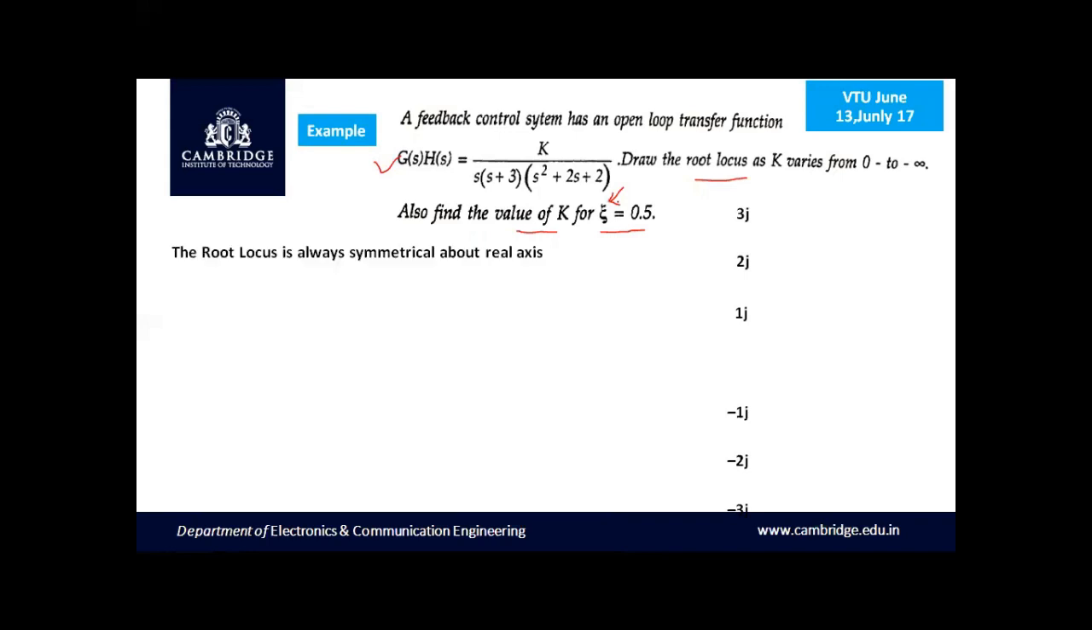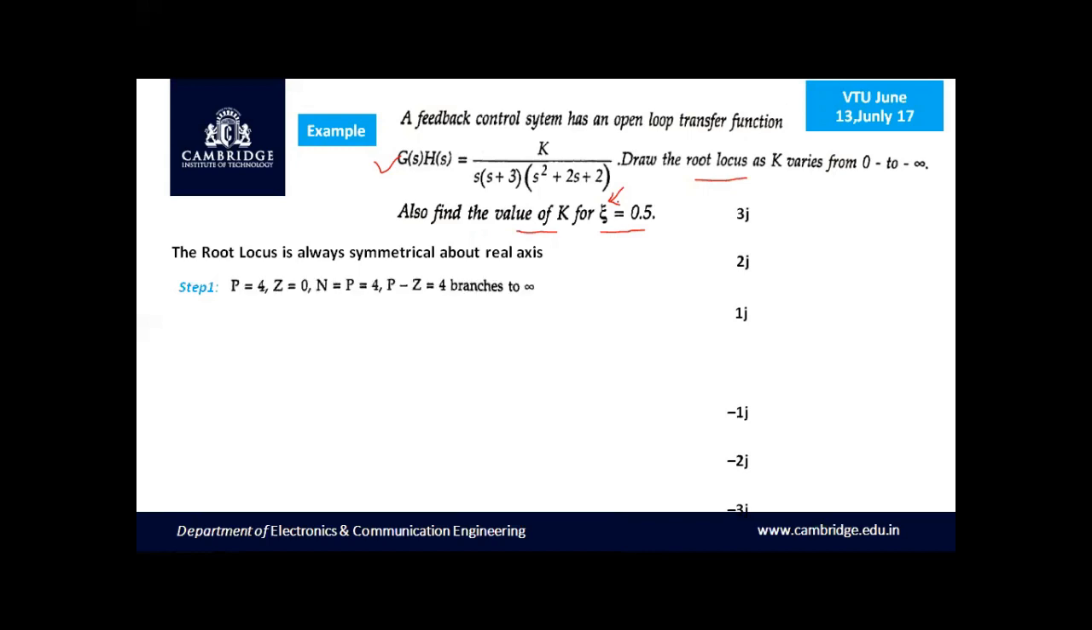Root locus is always symmetrical about the real axis. The first step in the construction of root locus is to get the general information about the number of open loop poles and zeros as well as the number of branches from the given G(s).